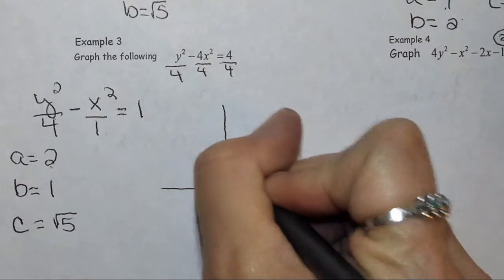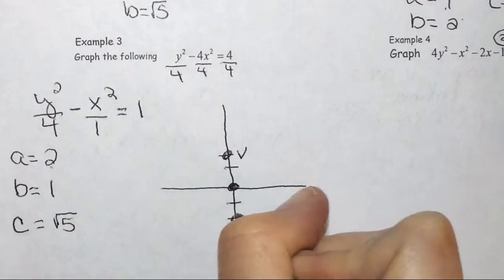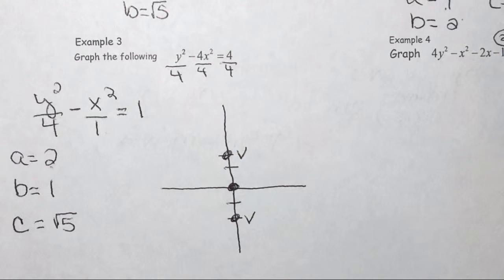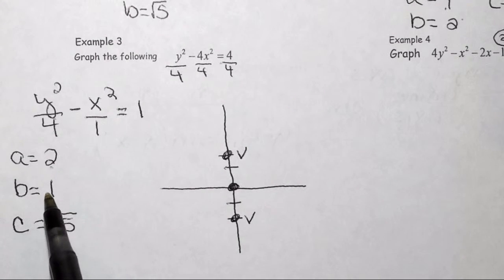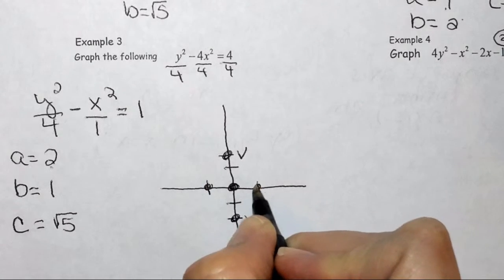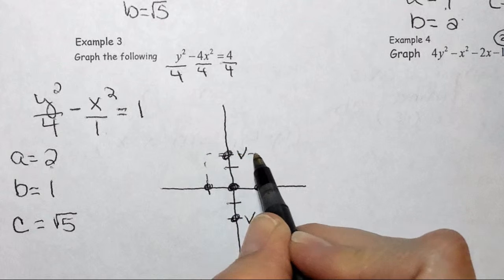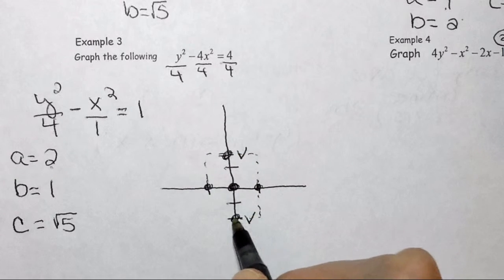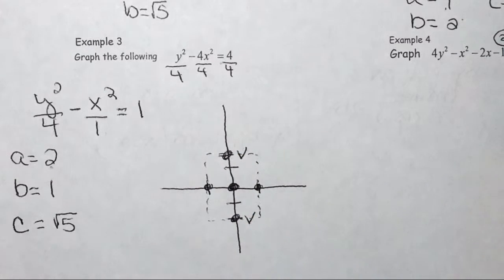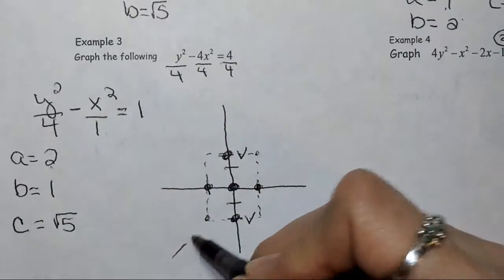Good. So I'm going to go up 2, put a point, label it with a V, down 2, put a point, label it with a V. Those are my vertices, or the endpoints of the transverse axis. Then I'm going to go which way with my B? Left and right. And what do I go do with those 4 points? Yep, make a box. And then through the diagonals, I'm going to go draw the asymptotes.